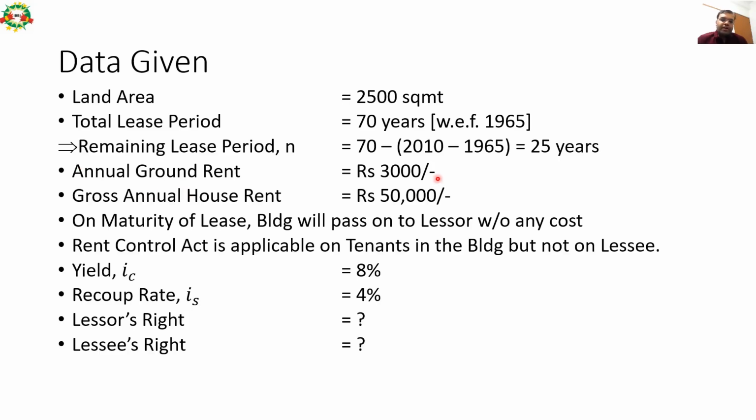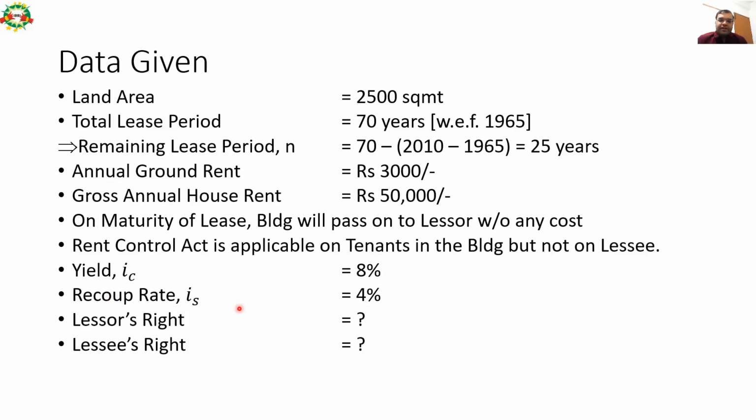Annual ground rent is already given, ₹3,000 per annum. Annual gross house rent is ₹50,000. On maturity of lease, the building will pass on to the lessor without any cost. It is an important fact. Then Rent Control Act is applicable on tenants in the building but not on lessee. So tenants who are paying ₹50,000 of rent, the Rent Control Act is applicable on them, but it is not applicable on the lessee who is paying ₹3,000 of ground rent.